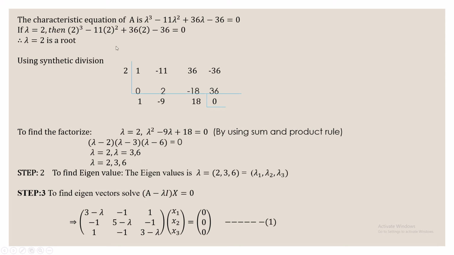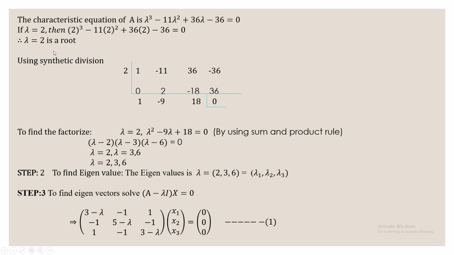By using this equation, we use synthetic division. You already know about synthetic division from lower classes, but no problem, I will repeat it. These are your leading coefficients: lambda cube has leading coefficient 1, lambda squared has coefficient minus 11, lambda has coefficient 36, and the constant part is minus 36.